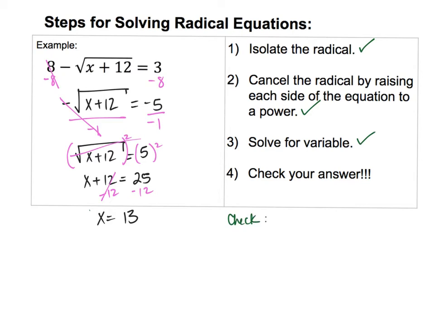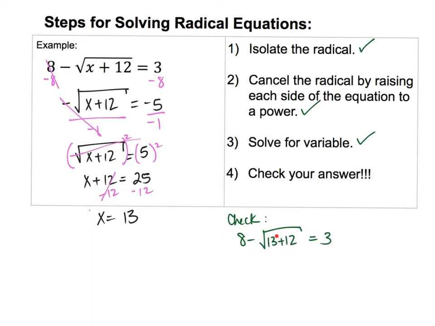So to check the answer, all I have to do is take this 13, the x, and plug it in for x. So this is 8 minus the square root of 13 plus 12, and I need to make sure it equals 3. So I don't know if it does equal 3. I'm going to work on the left-hand side and see if it does.